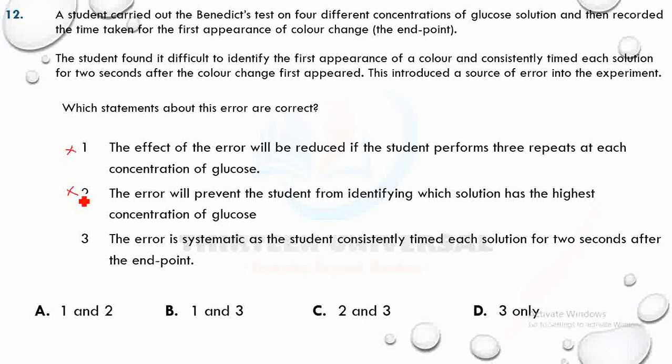Number 3 says the error is systematic as the students consistently timed each solution for 2 seconds. Yeah, this is correct. So the answer is D, 3 only.